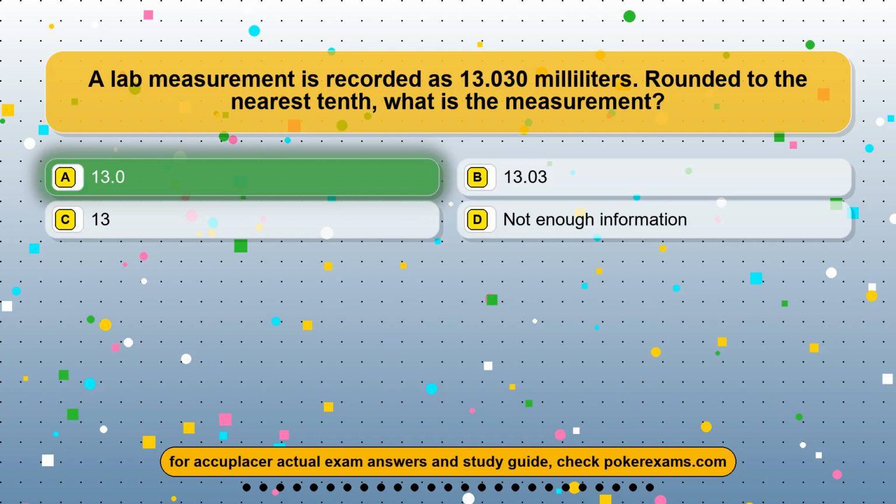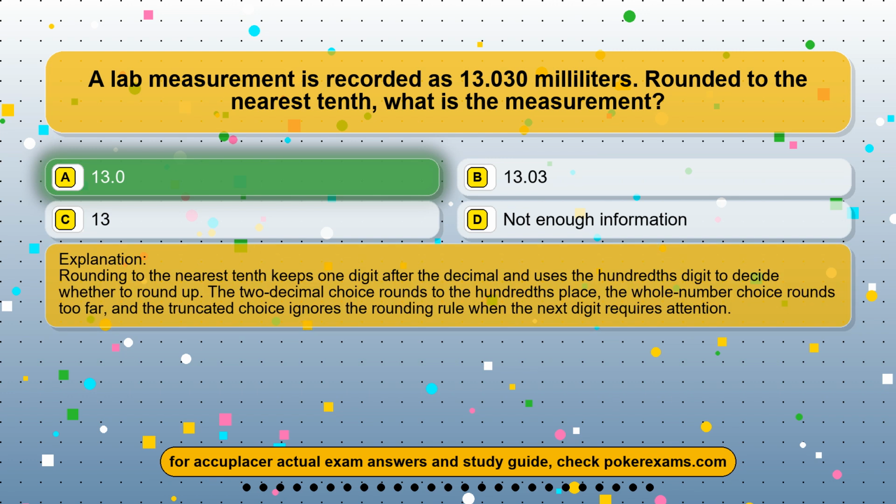The correct answer is option A, 13.0. Rounding to the nearest tenth keeps one digit after the decimal and uses the hundredths digit to decide whether to round up. The 2-decimal choice rounds to the hundredths place, the whole-number choice rounds too far, and the truncated choice ignores the rounding rule when the next digit requires attention.